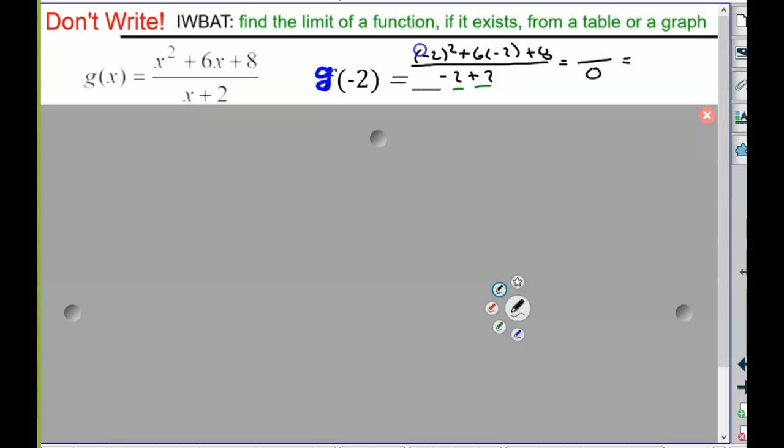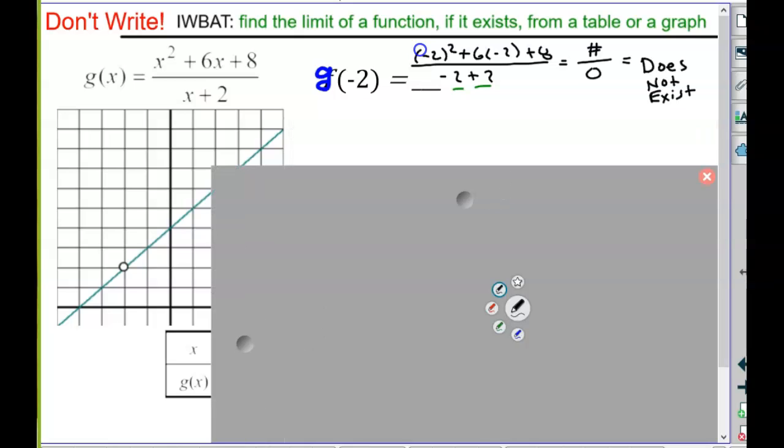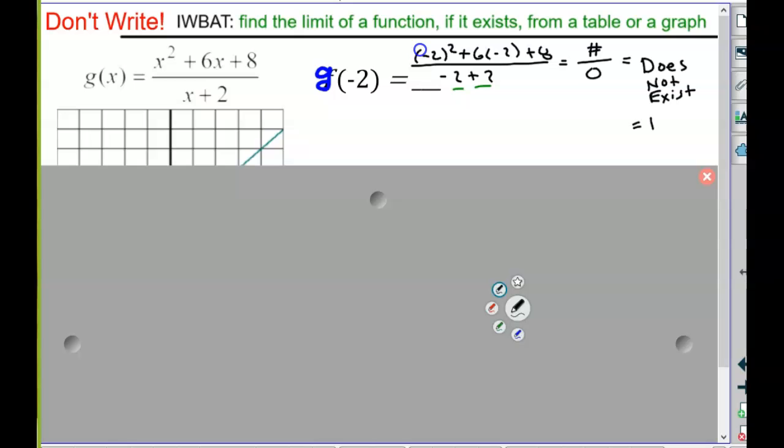It's not possible. However, the graph might be defined differently. They may redefine it. They might put a point up here. But in this case, we have a number, whatever that's going to be up top, divided by 0. So it's undefined, or we just say does not exist, which sometimes we can call DNE. You'll see us abbreviate that a lot for does not exist.